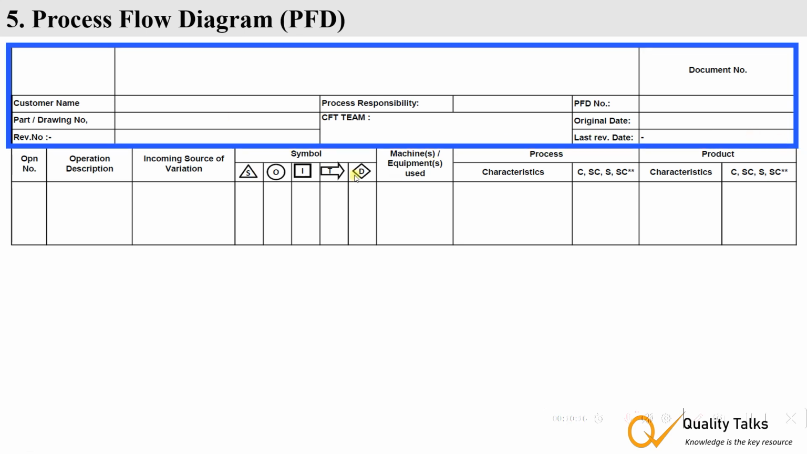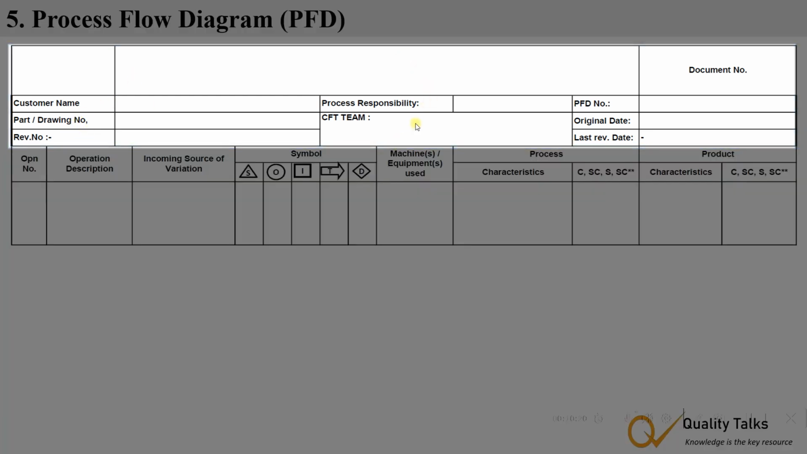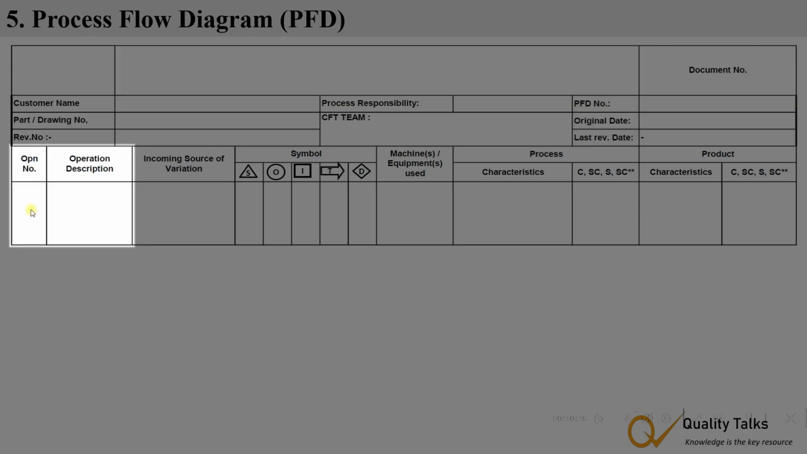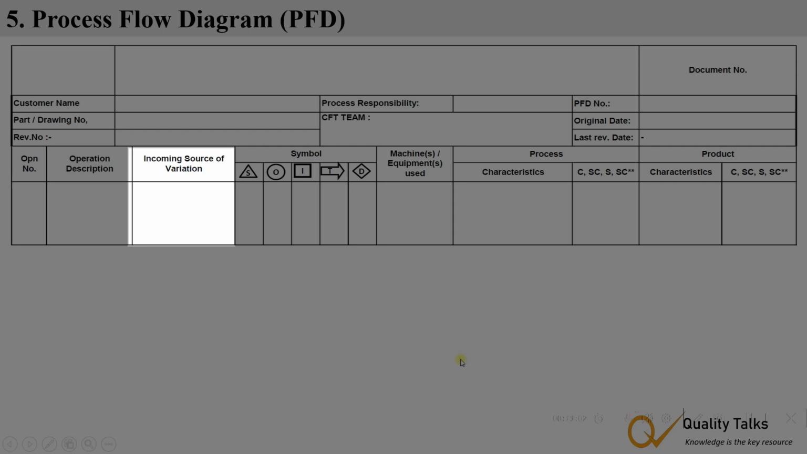Here in this PFD, basic detail about customer name, part number, revision number, CFT team, process responsibility, document number, PFD number, original date and revision date are being noted in the title block as shown here. Operation number is coming here. The description of operation will come here. Incoming source of variation.